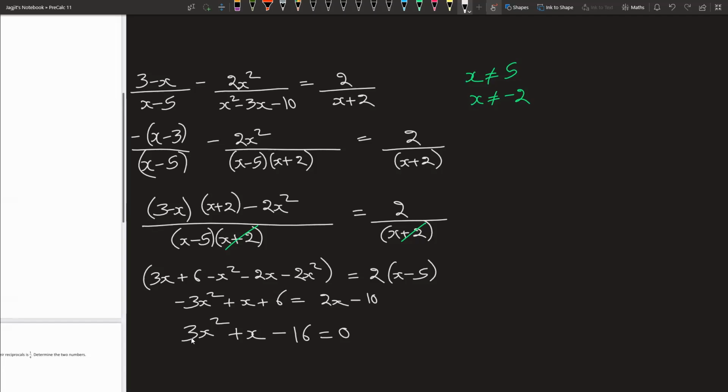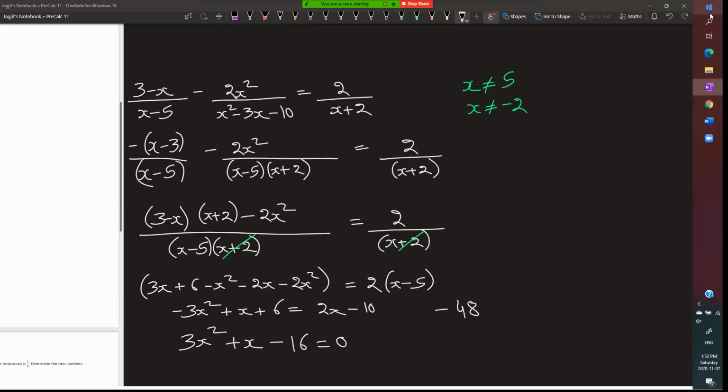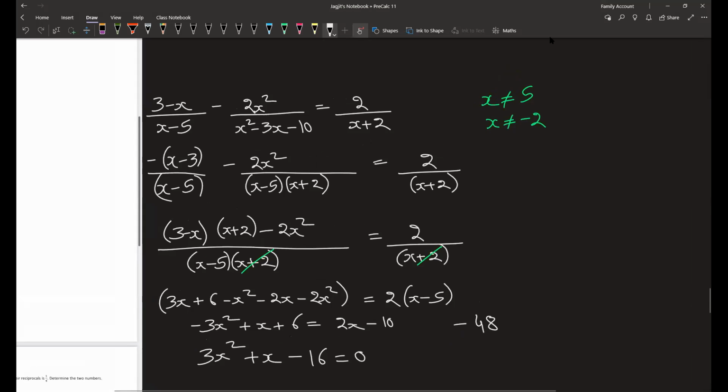So now we want to solve this quadratic equation. 3 times minus 16 will give me minus 48. We want to find two numbers. When you multiply them, you get minus 48. When you add them, you get 1. Okay. It seems we won't be able to solve this right off the bat. So we're going to have to use a scientific calculator, punch this in, and get our answer.